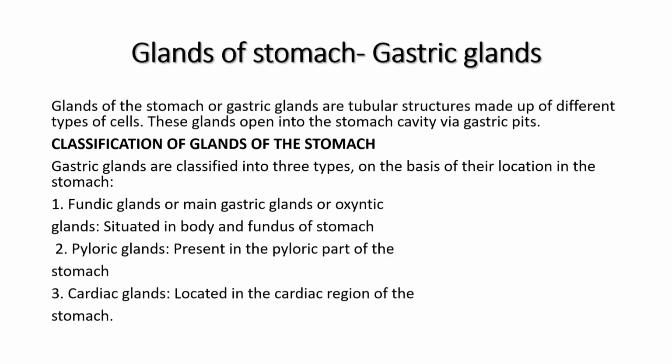Glands of stomach. Gastric glands. The glands of the stomach, or gastric glands, are tubular structures made up of different types of cells. These glands open into the stomach cavity via gastric pits. Gastric glands are classified into three types on the basis of their location in the stomach. 1. Fundic glands, or main gastric glands or oxyntic glands, situated in the body and fundus of the stomach. 2. Pyloric glands, present in the pyloric part of the stomach. 3. Cardiac glands, located in the cardiac region of the stomach.